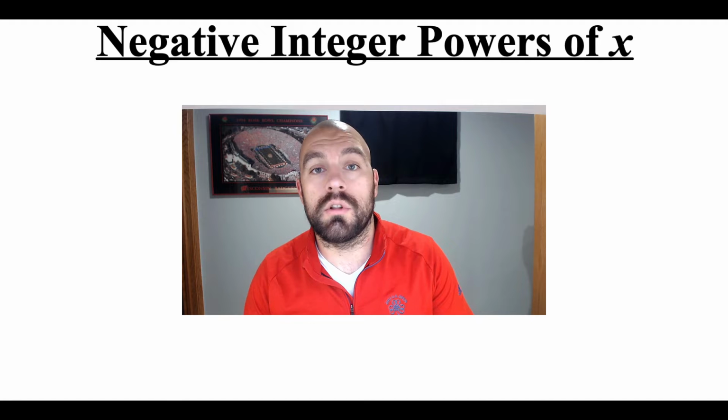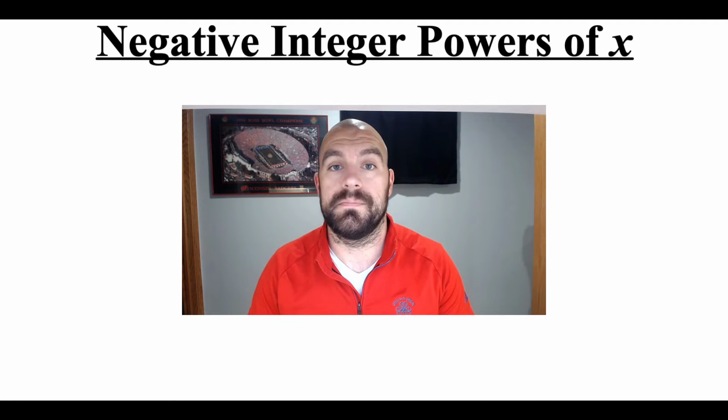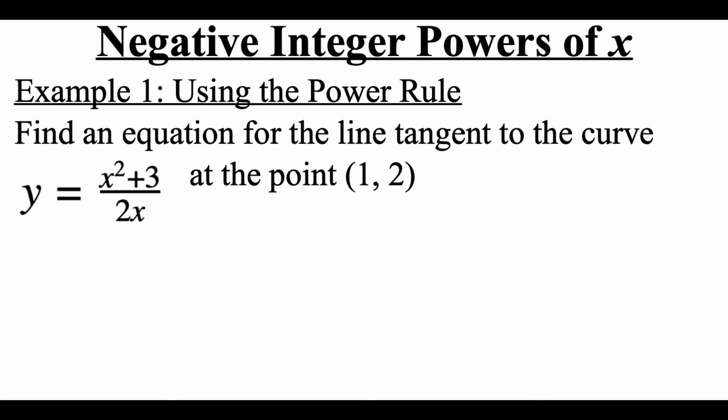In this video, we're going to look at differentiating with negative integer powers of x. So the power rule for negative integer powers is actually the exact same as the power rule for positive powers. So if you've got x raised to the nth power and you want to find its derivative, you're going to drop that power down in front as a multiplier, and then on your x, you're just going to subtract 1 from that power.